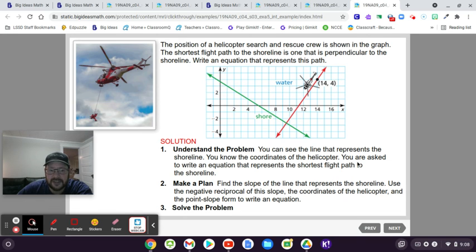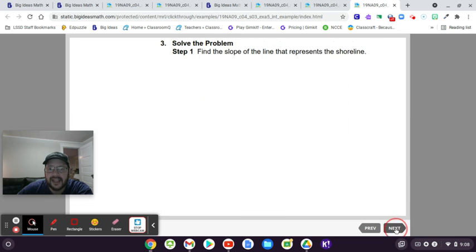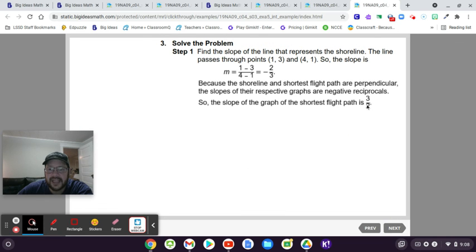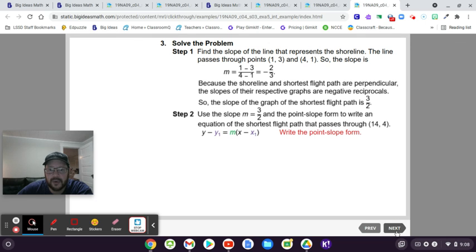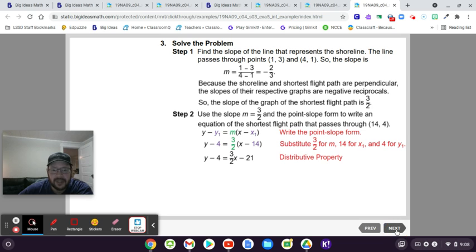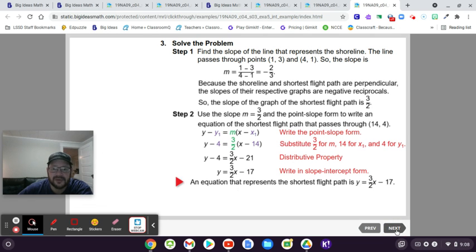Okay, so now you're going to need some paper for this. Find the equation for the perpendicular line, this red one, that passes through 1, 4 and has a slope of 3/2. All right, so you can use point slope form, or you can use y equals mx plus b and solve for b. And once you distribute and rearrange and simplify, you end up with y equals 3/2 x minus 17.